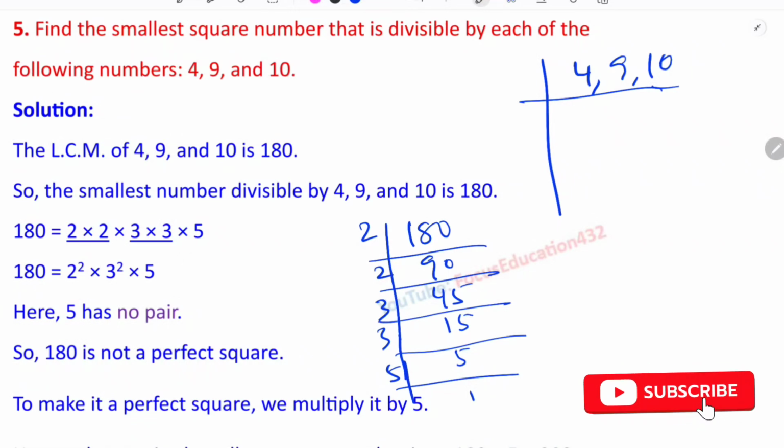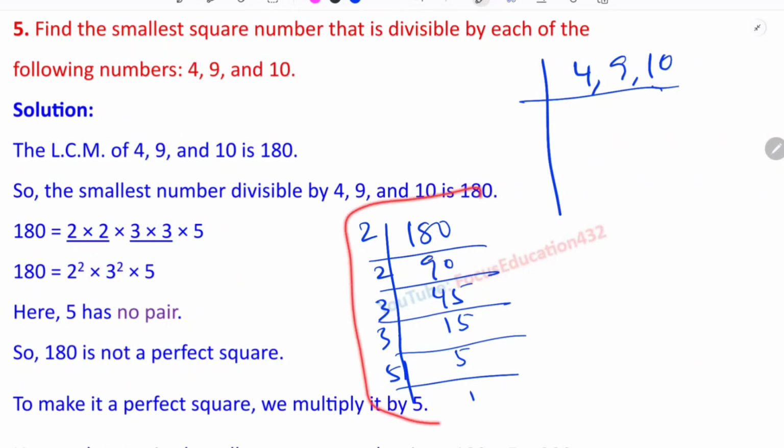So here I have done the prime factorization of 180. Prime factorization means you have to take only prime numbers in this place. So what do we get here? A pair of 2, a pair of 3 and a single 5, right?